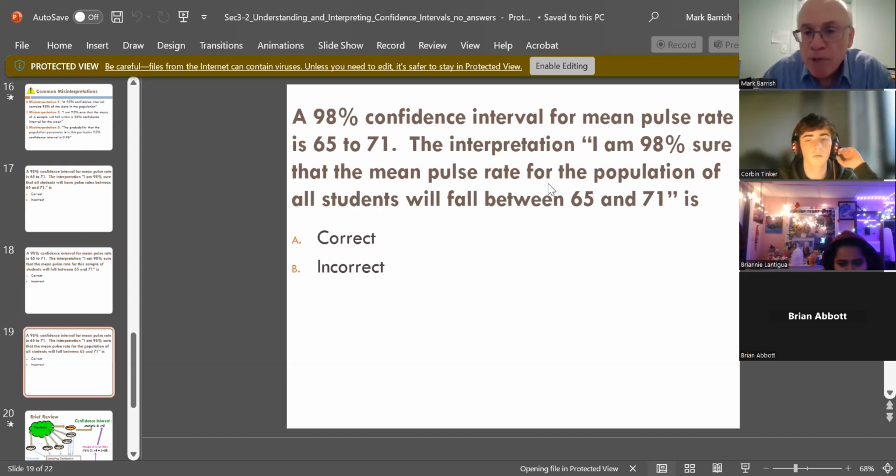This, I believe, is the correct interpretation. I am 98% sure that the mean pulse rate for the population of all students will fall in that interval. Yes, this is the correct interpretation. All right, you see the difference between the false interpretations and the correct one. So you will be asked in testing situations, probably in the homework too, for the interpretations, or to choose the correct interpretation, and now you know what it is.